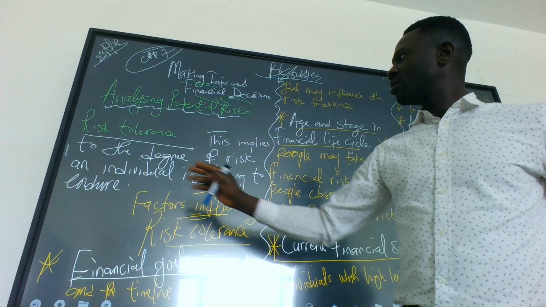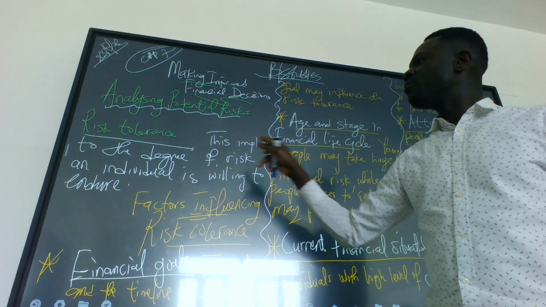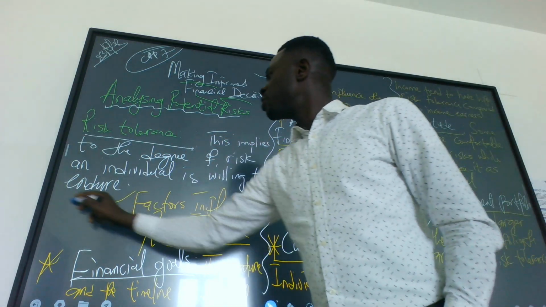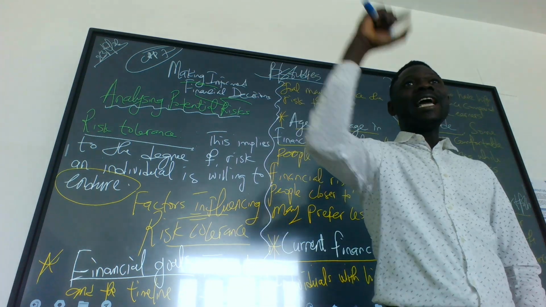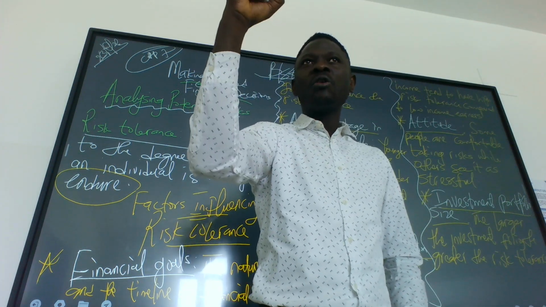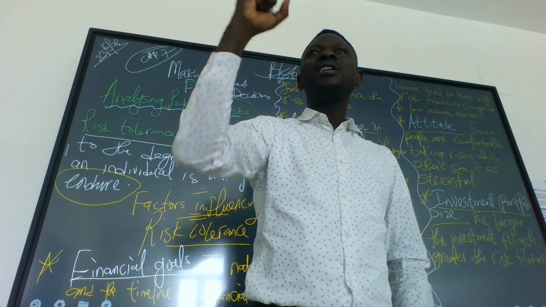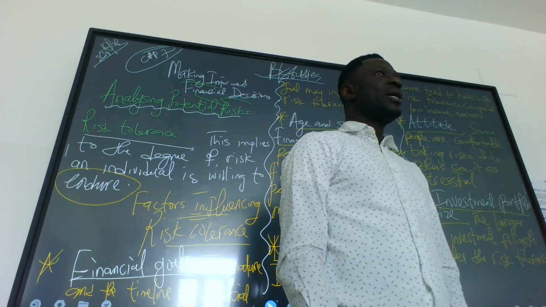So look at what I wrote. Risk tolerance. This applies to the degree of risk an individual is willing to endure. So it's about your endurance level when it comes to risk. The degree, the extent to which you can endure further risk is called risk tolerance. Do we get risk tolerance here?